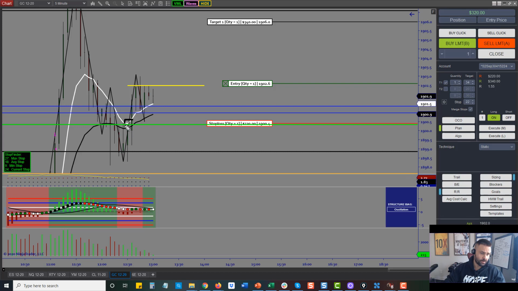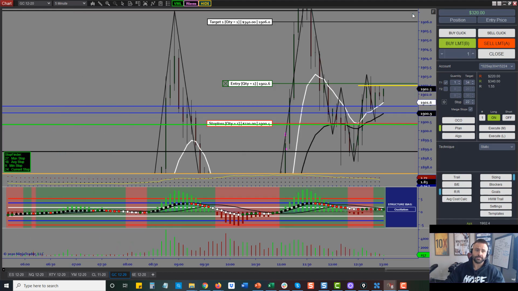Price broke here on volume. Price needs to break here for me to get the re-entry on volume. I ain't seeing the volume. Question is, where is it? This is live. Okay, so patience.